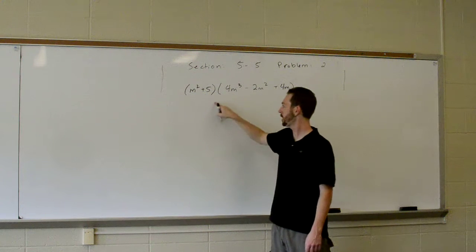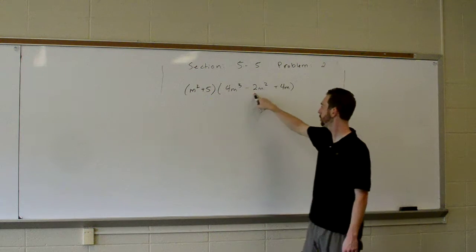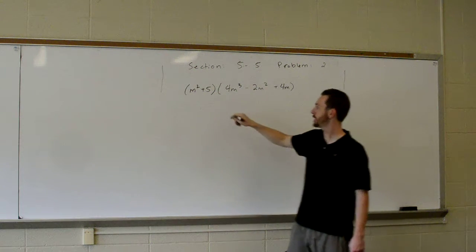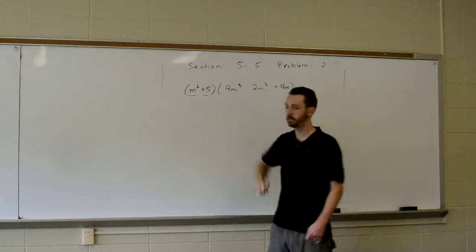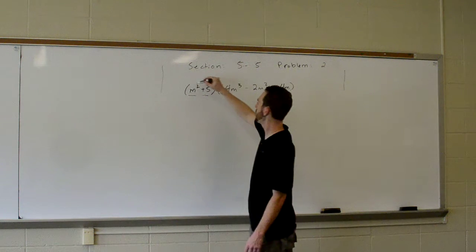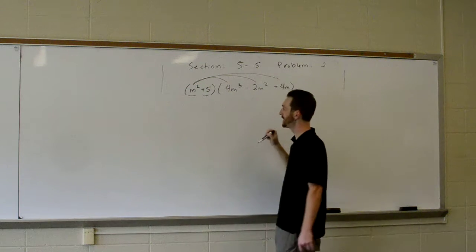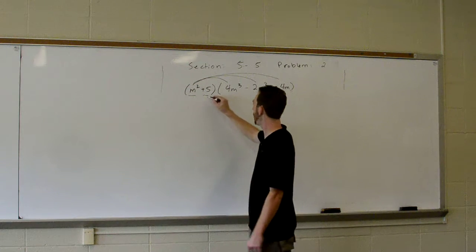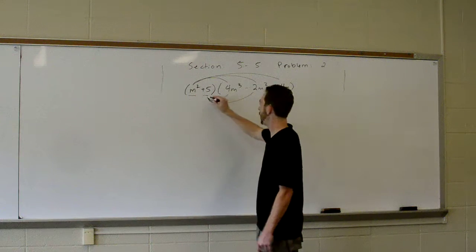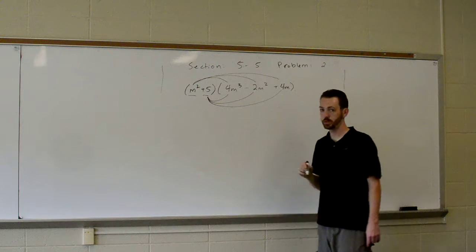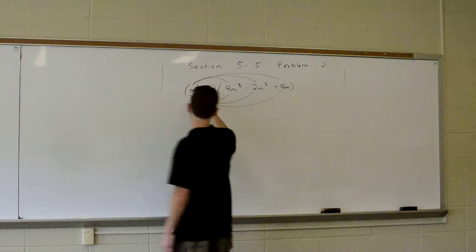So before we were talking about having one term out front, you need to multiply it by each one. That's true, except we now have two terms out front. So we need to multiply this m squared times all three terms, and then add to that this positive 5 multiplied by all three terms. So what does that look like? We'll start with the m squared.